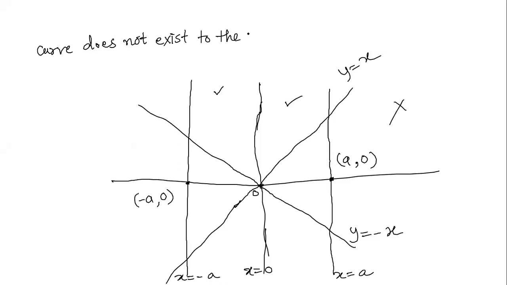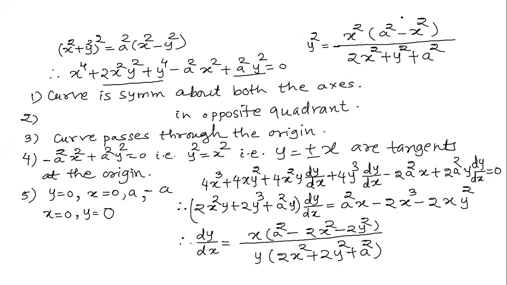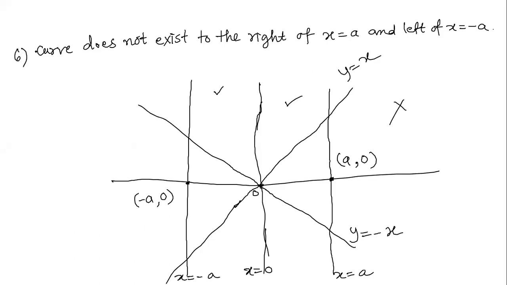to the right of x equal to a and left of x equal to minus a. This is going to be another, suppose this is point number 6. ठीक आहे, इकडे पण एक्झिस्ट होणार नाही, झाला आता. Now let us prepare to draw the curve.